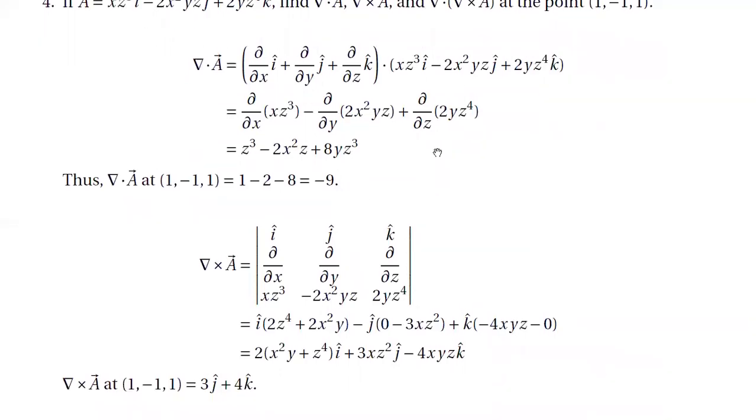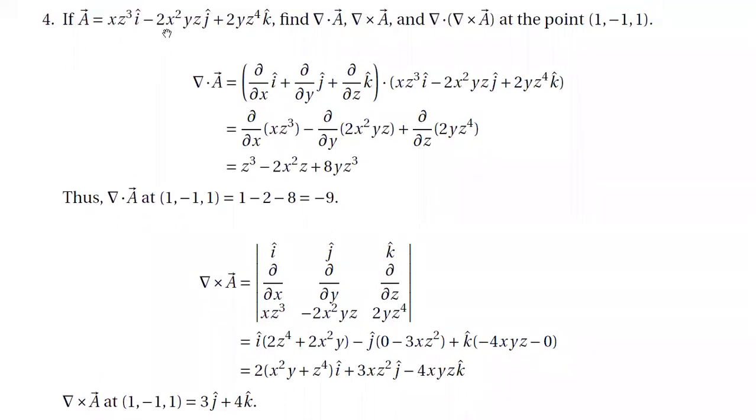Let's calculate the values. So we get del dot vector A, that's equal to ∂/∂x i plus ∂/∂y j plus ∂/∂z k. This is del dot product with vector A. Vector A is xz³ i minus 2x²yz j plus 2yz⁴ k. So if you take the dot product, you get ∂/∂x of xz³ minus ∂/∂y of 2x²yz plus ∂/∂z of 2yz⁴.